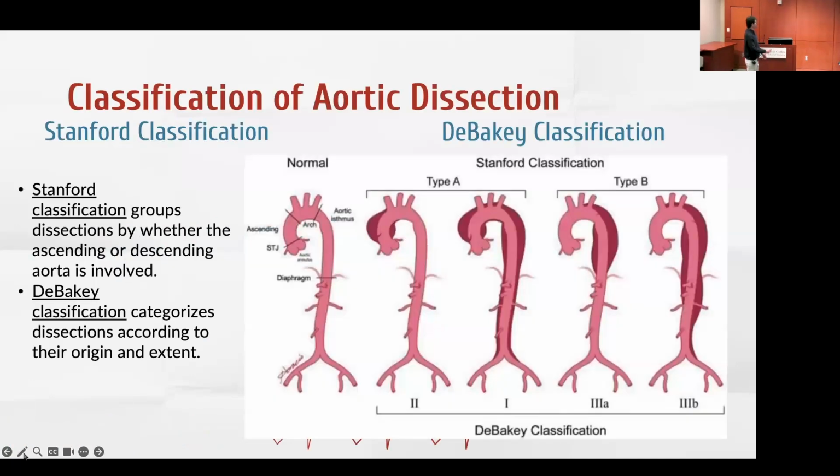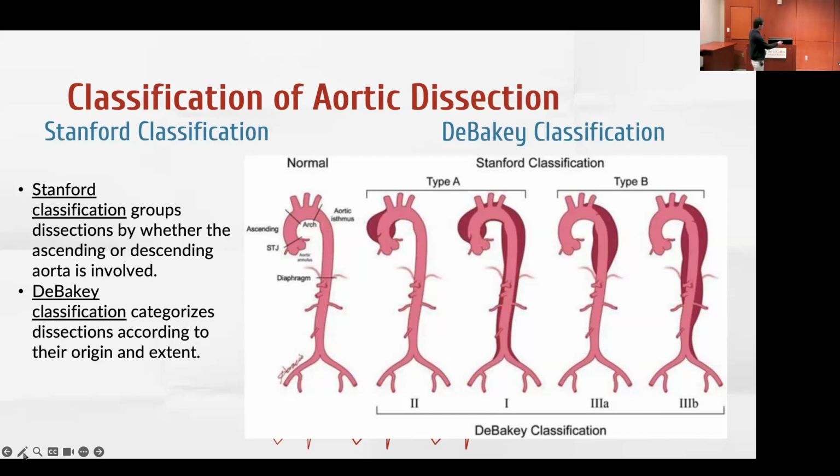Classification. So classification of aortic dissection, we have Stanford and DeBakey's classification. Stanford is the more typical one. This is the more commonly used, but historically we still keep DeBakey. So Stanford classification groups dissection by whether the ascending or descending aorta is involved. So type A, Stanford type A dissections involve the ascending aorta. It's anything proximal to the brachiocephalic artery, regardless of origin.